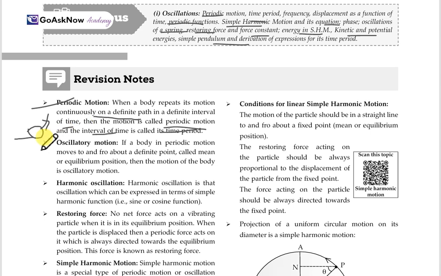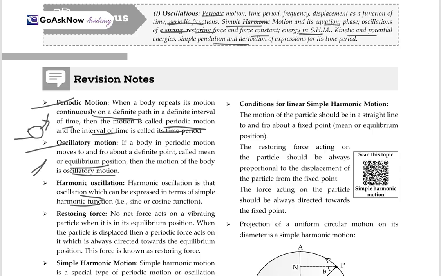This is periodic motion. Now, oscillatory motion. If a body in periodic motion moves to and fro about a definite point called its mean or equilibrium position, mean position or equilibrium position, same only, then the motion of the body is an oscillatory motion. Now, harmonic oscillation. Harmonic oscillation is the oscillation which can be expressed in terms of a simple harmonic function. It means sine or cosine function.